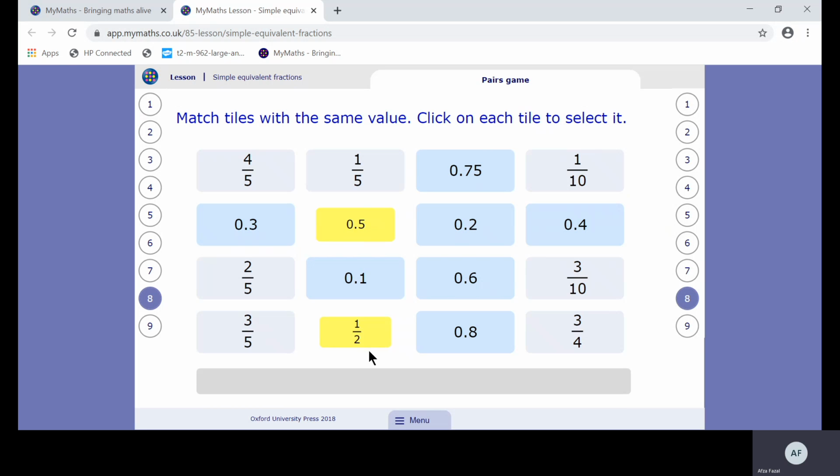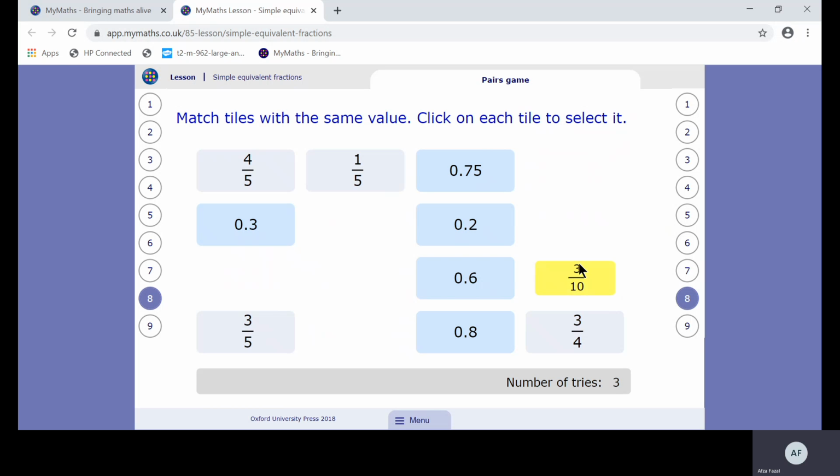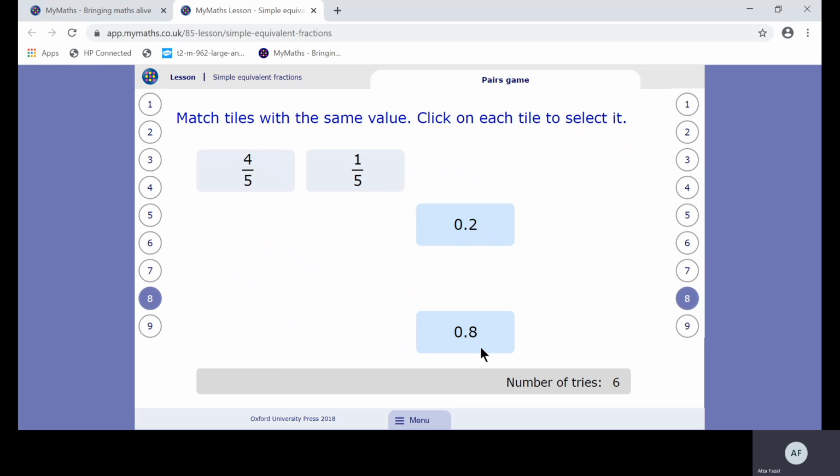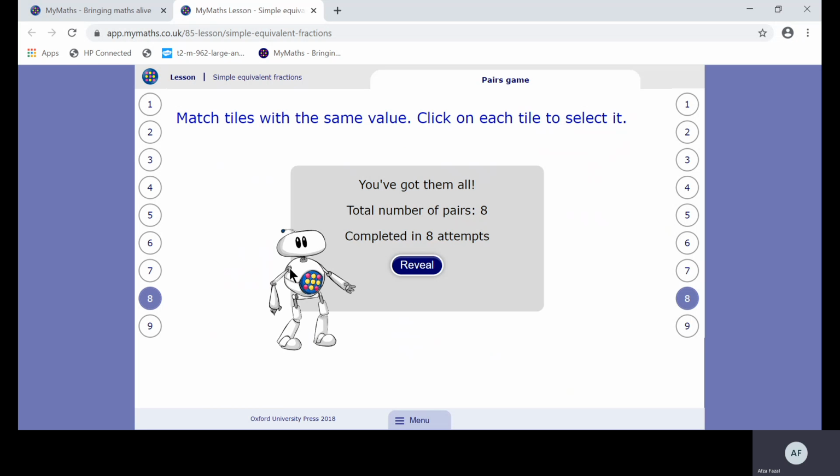0.5 is the same as a half. 0.1 is the same as 1/10. 0.4 is the same as 4/10. Or the same as 2/5, okay, because they're equivalent fractions. 3/10 is the same as 0.3. 0.6 is the same as 3/5. 0.75 is the same as 3/4. 0.8 is the same as 4/5. 1/5 is the same as 0.2.